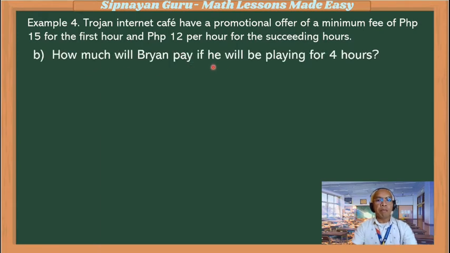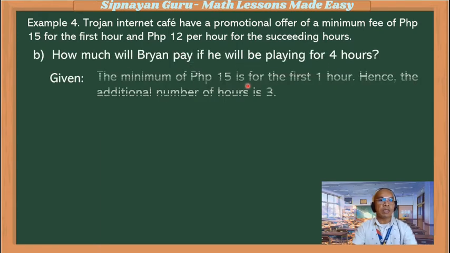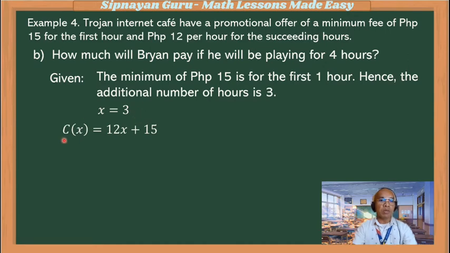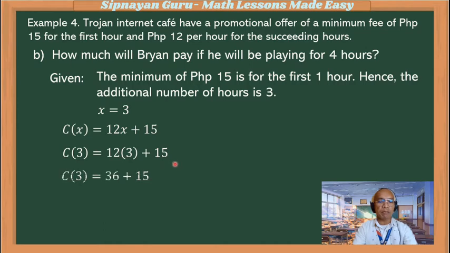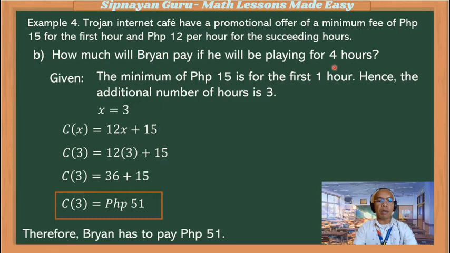How much will Brian pay if he will be playing for 4 hours? Take note, the minimum 15 pesos is good for 1 hour. So therefore, Brian has an additional 3 hours. So in this case, our X is 3. So the function C of X, the cost, is equal to 12X plus 15. So the function of 3, or C of 3, is equal to 12 times 3 plus 15. 12 times 3 is 36 plus 15. So therefore, Brian has to pay 51 pesos if he is playing 4 hours.